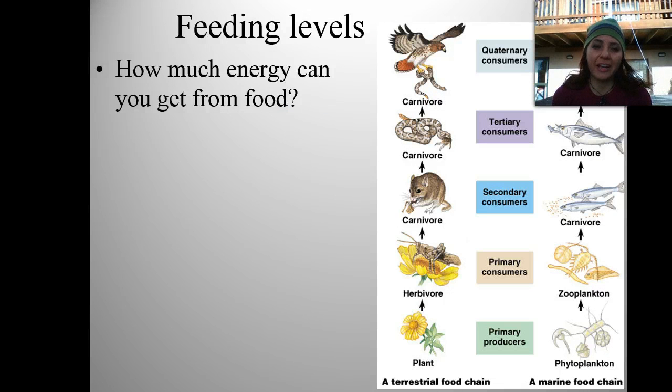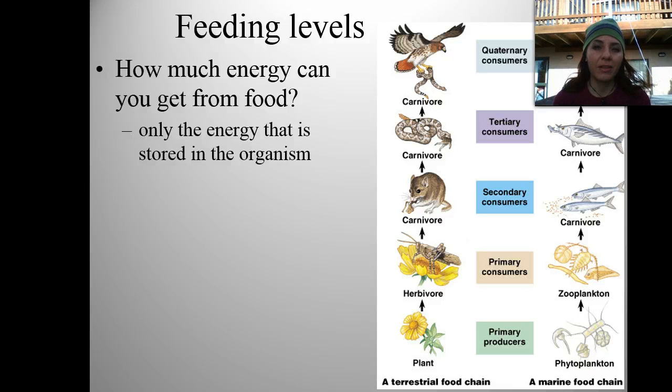So how much energy can you get from the food that's passed on from one trophic level to the next? The answer is only the energy that is stored in the organism itself. So these are two different types of food chains. We have one that's a terrestrial food chain right here that starts with a plant such as a flower, which is eaten by a grasshopper, which is eaten by a mouse, which is eaten by a snake, which is eaten by a hawk. So this would be our producer, this would be primary consumer, secondary, tertiary, and then quaternary.